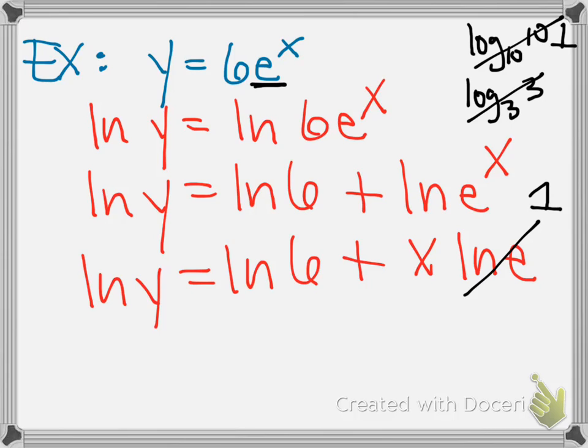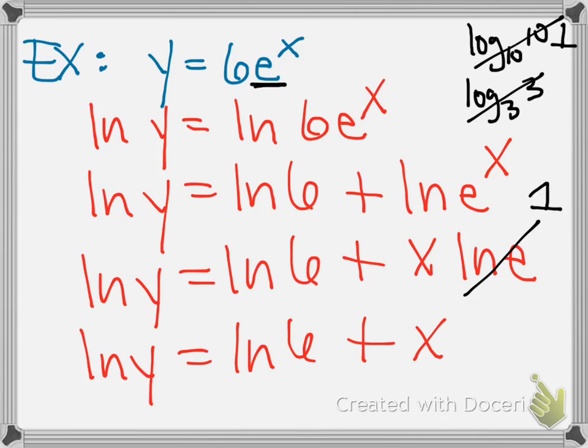So that just means that our final equation would be the natural log of y equals the natural log of 6 plus x. So in this case, our y-intercept is the natural log of 6, and we just have a slope of 1.